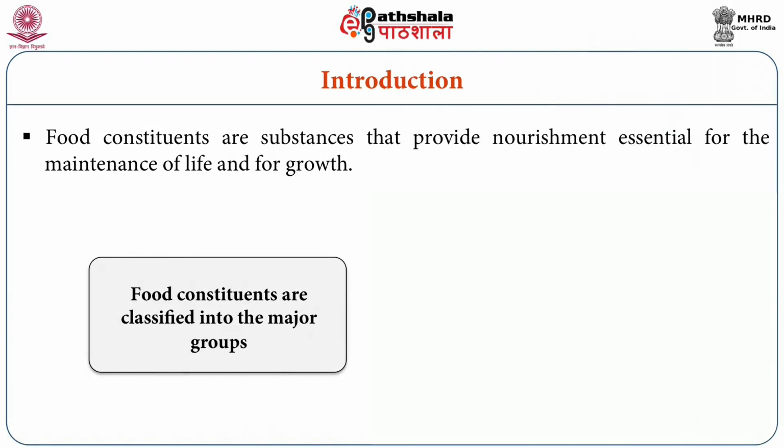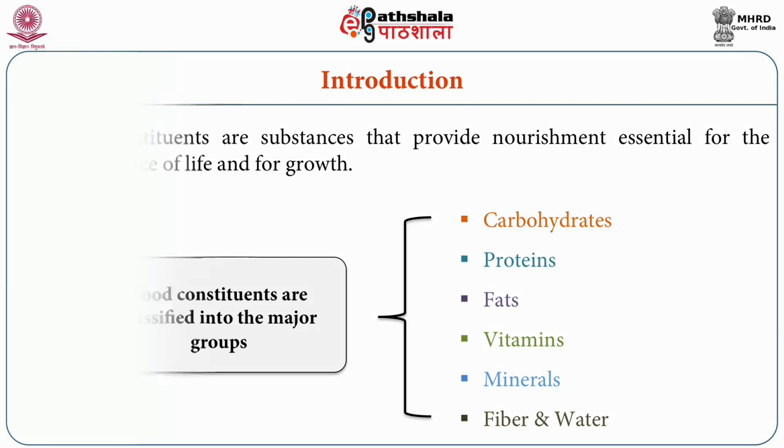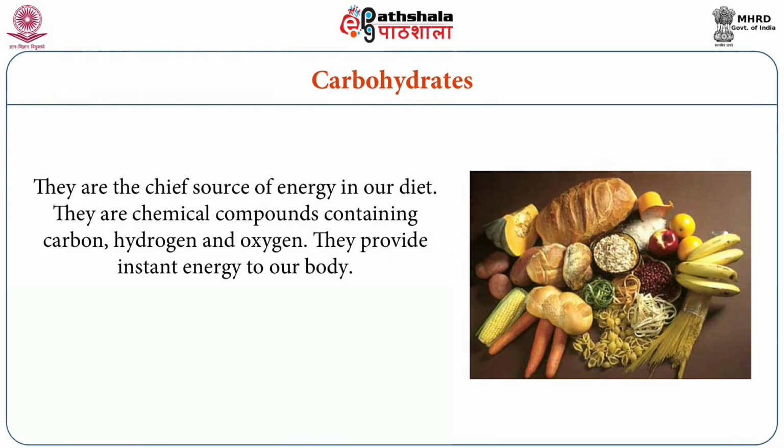The food constituents are classified into major groups and also minor groups. But as I said, today we are going to learn only about the major constituents of the foods. So we will be looking into the carbohydrates, proteins, fats, vitamins, minerals, fiber and water. The first one is carbohydrates.